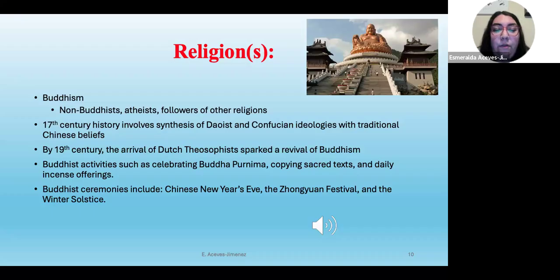Theosophists sparked a revival of Buddhism, and primarily Buddhist activities are celebrating Buddha Purnima, copying sacred texts, and daily incense offerings. Buddhist ceremonies also include Chinese New Year's, the Zongyan Festival, and the winter solstice. More of Buddhism ceremonies primarily consist of ancestral worship and offering prayers and incense to the Buddha. Buddhism was primarily their religion because it was known to alleviate social anxiety.